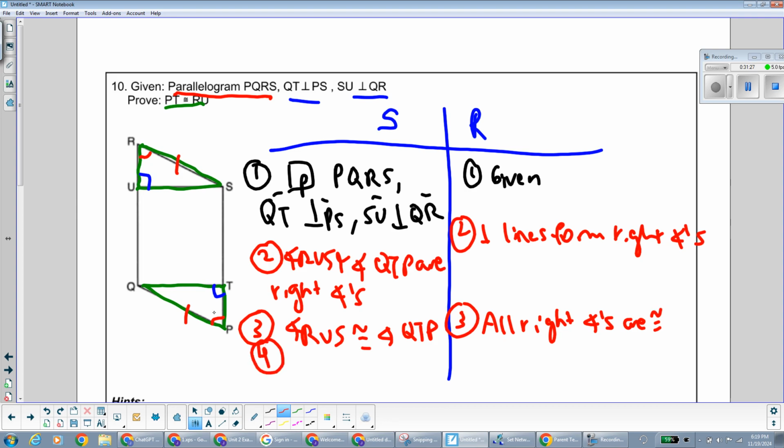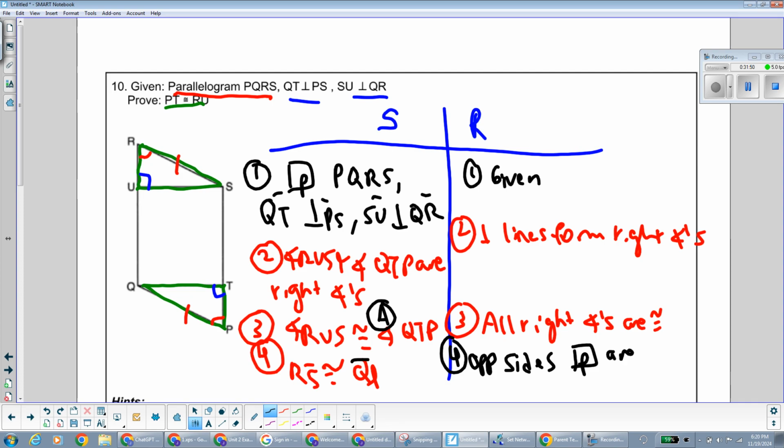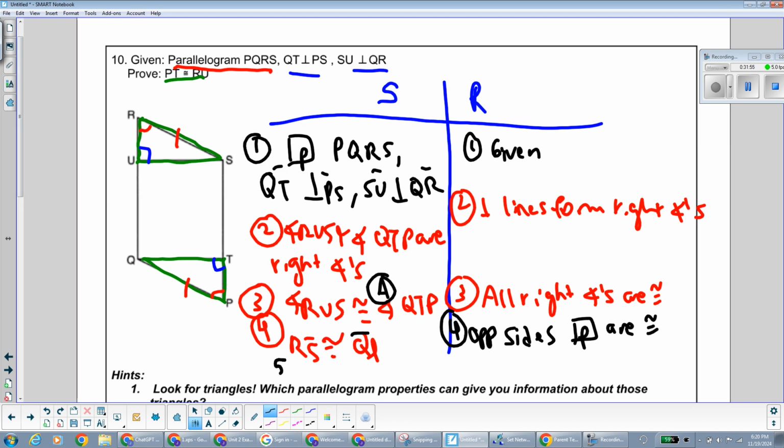Now I'll put RS congruent to QP. And also, that was one of our angles. These congruent right angles in blue were one of our angles for AAS. So RS is congruent to QP. We know that because opposite sides of a parallelogram are congruent. That's how we knew that. And that's our side that we're using for AAS.